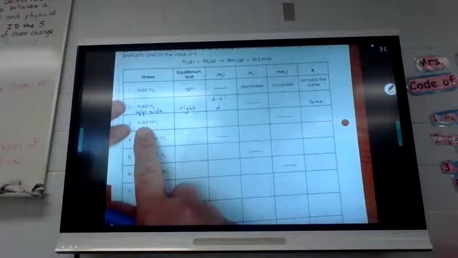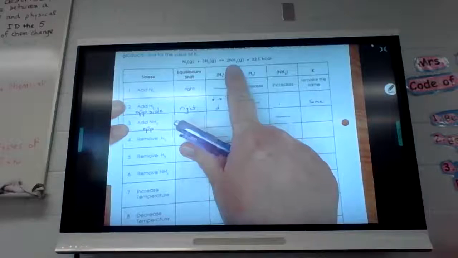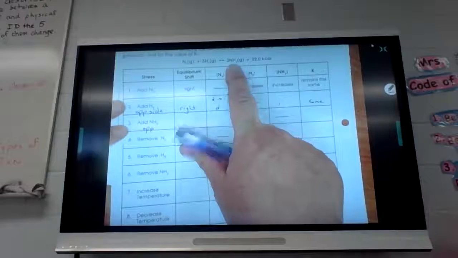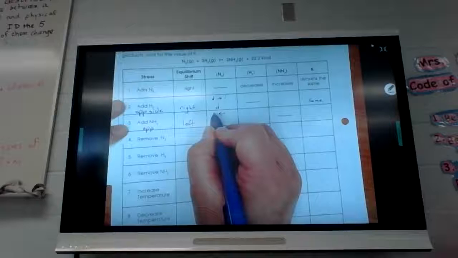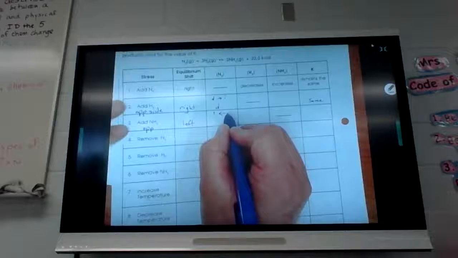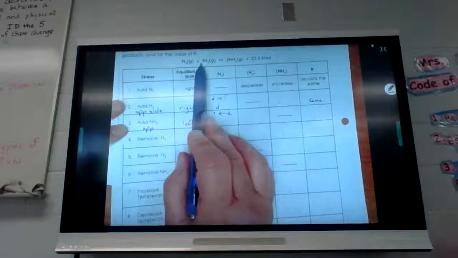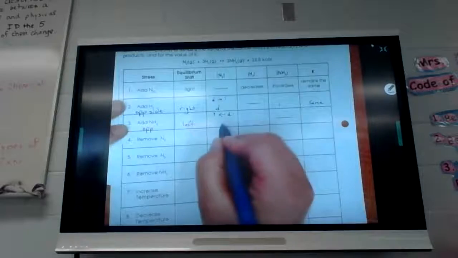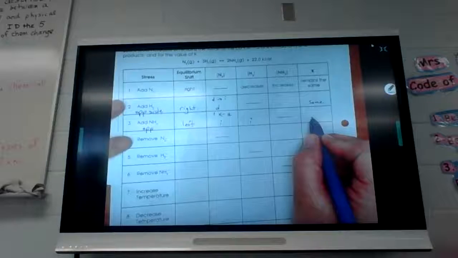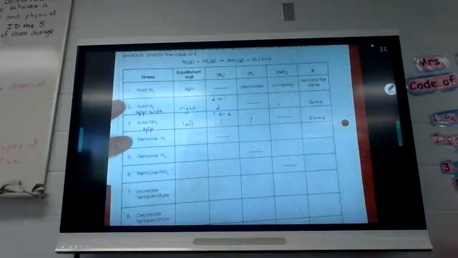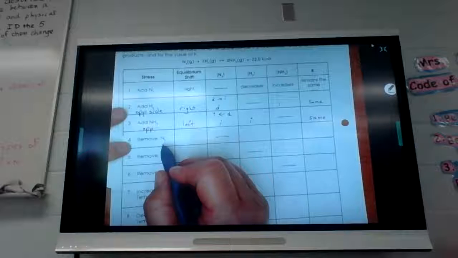Okay? If I add NH3, what's the rule? It's going to go to the opposite side. So NH3 is here, so the opposite side is the left. If it goes to the left, this will increase and this will decrease. So these are on the left this time. What happens to N2? It increases. What happens to H2? It increases. What happens to K? It stays the same. What did we say yesterday is the only thing that makes K change? Temperature.